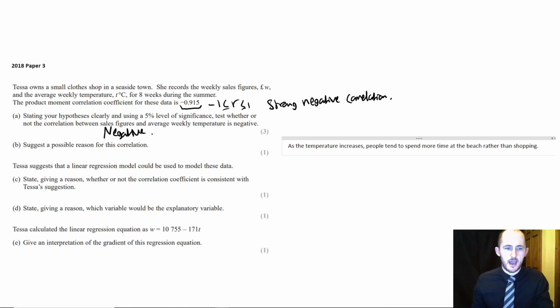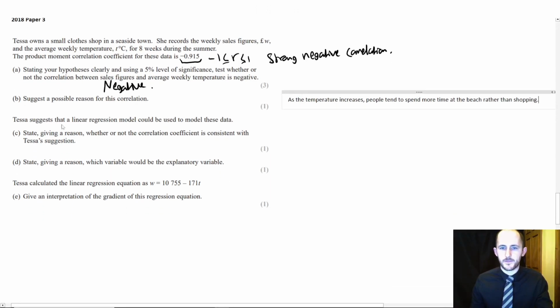So as temperature drops, people are more likely to go shopping instead of the beach. As the temperature increases, people would rather be outside. If the temperature is large, then maybe they don't want to go shopping. Or less clothes needed as the temperature increases. Any of those is completely fine. Any valid suggestion. Now, Tessa suggests that a linear regression model could be used to model these data. State, giving a reason, whether or not the correlation coefficient is consistent with this.